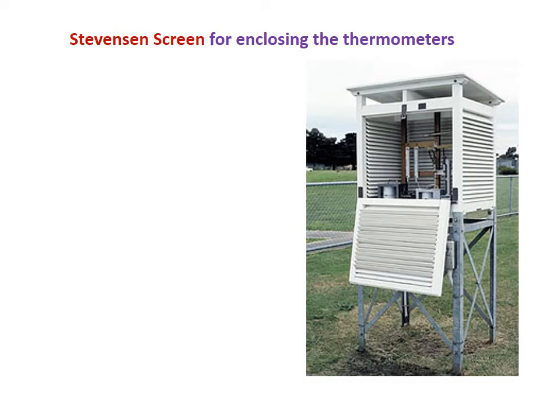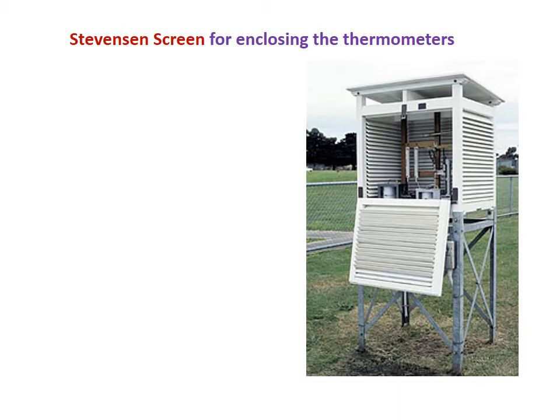Now, what is the advantage of this Stephenson screen? When you measure the atmospheric temperature, it is very important to take very important precautions. The first one is that no direct sunlight should fall on the bulb of the thermometer. The second one is that there should be a free flow of air at the place where the bulb of the thermometer is fixed. Okay, now what is Stephenson screen?